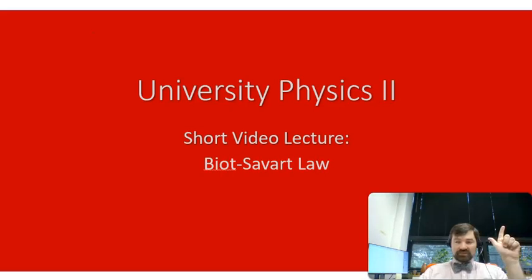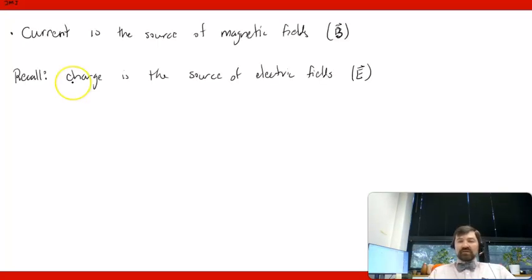It calculates using differential currents in order to figure out what that field is. So in some sense, what we're starting off by saying is that current is the source of magnetic field. Current, of course, is moving charges. So moving charges create magnetic fields.